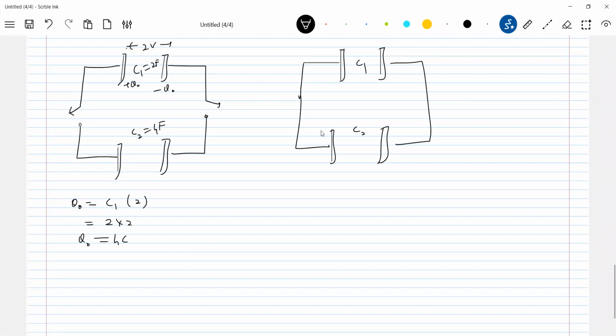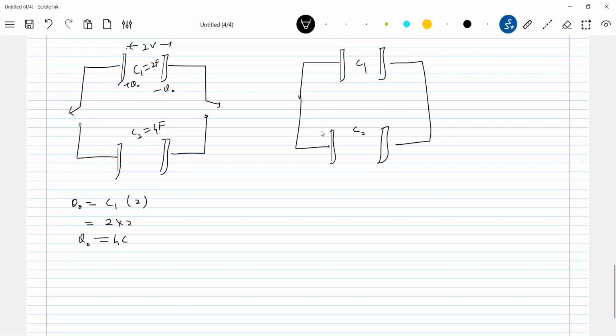I'll close the switch. Then what will be the final charge in both the capacitors? Once we close the switch, what actually happens? This plate is at higher potential compared to this. Here there's no charge, zero potential, and the positive charge will flow from higher to lower potential. So it will flow like this. How long will this flow occur? Till the potential of both the plates become equal.